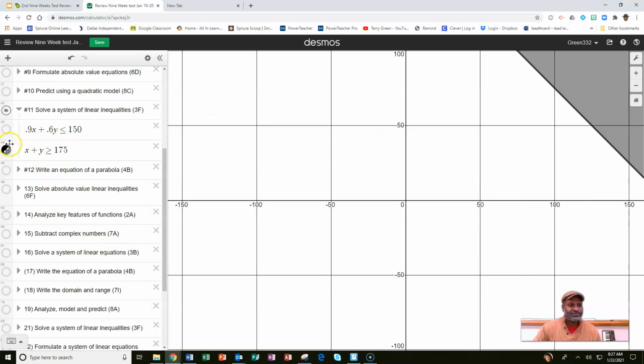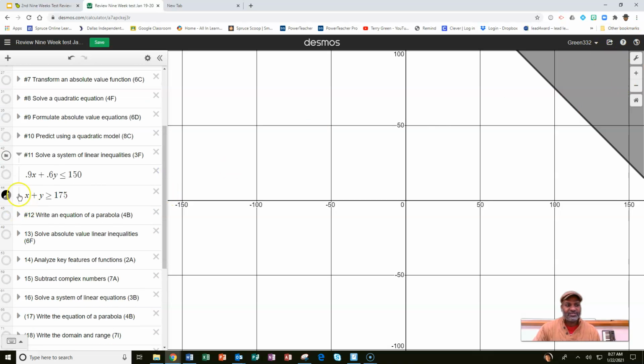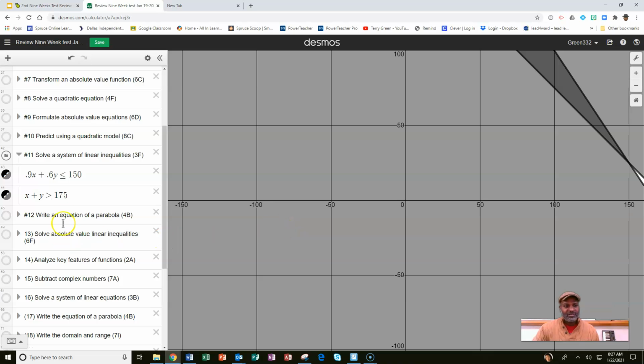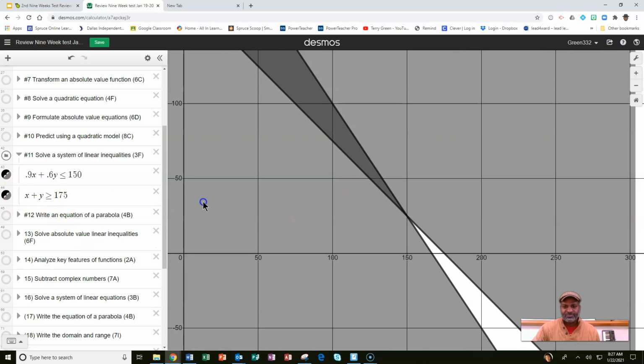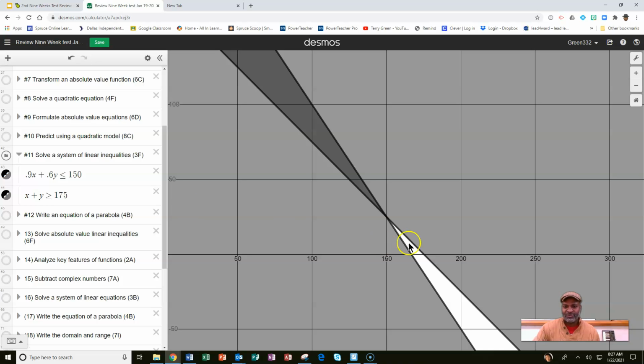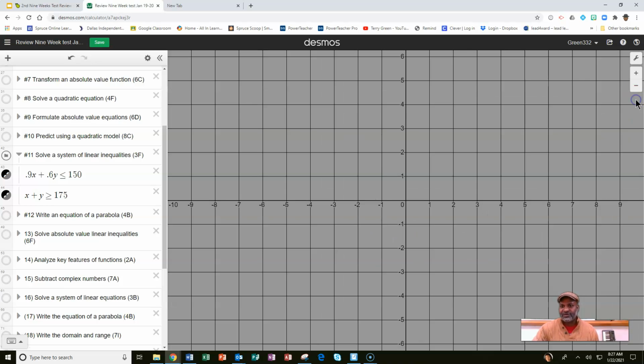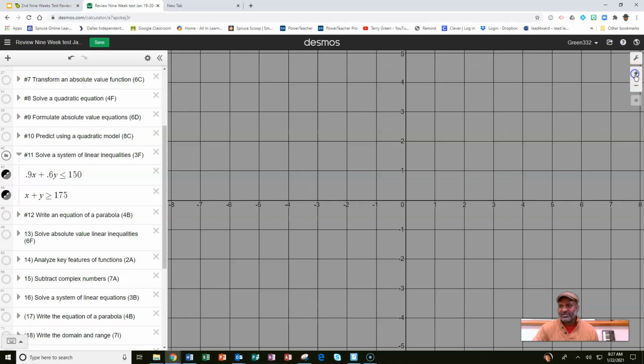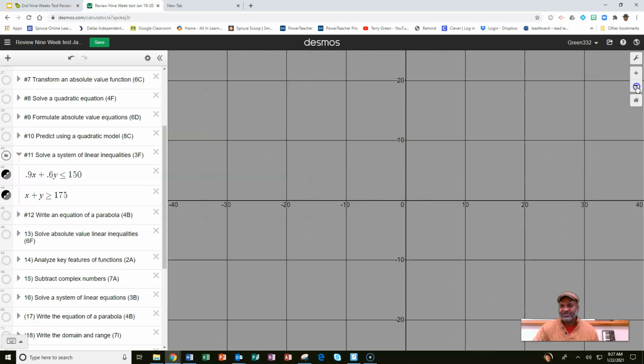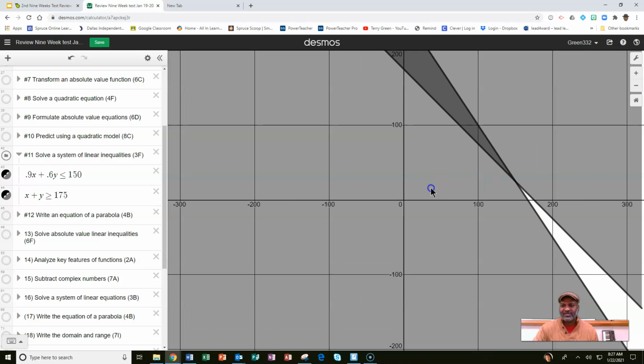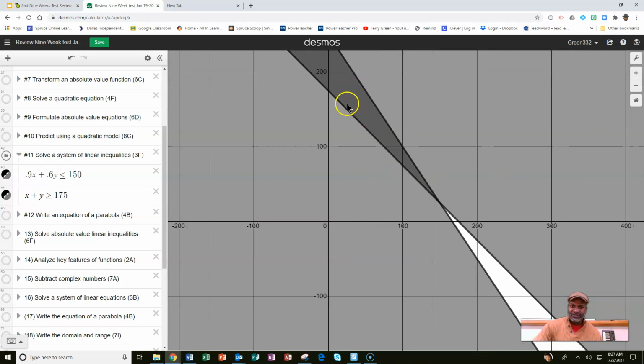If we graph those, I'm going to do one at a time. There's X plus Y greater than or equal to 175. That's the first one. Then let's graph the second. When you graph both of them, you resize your window and zoom out, zoom out, until you get this. The dark area where you have the overlap represents the solution region.